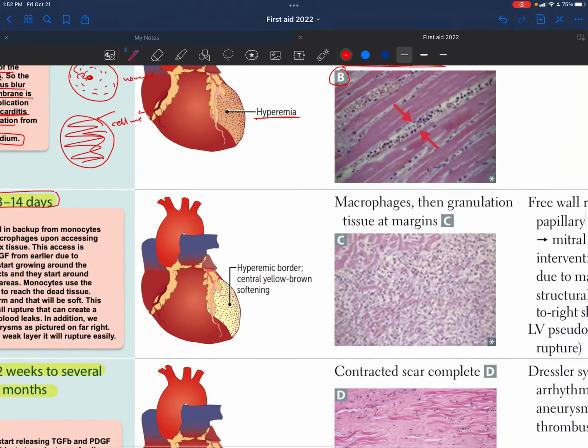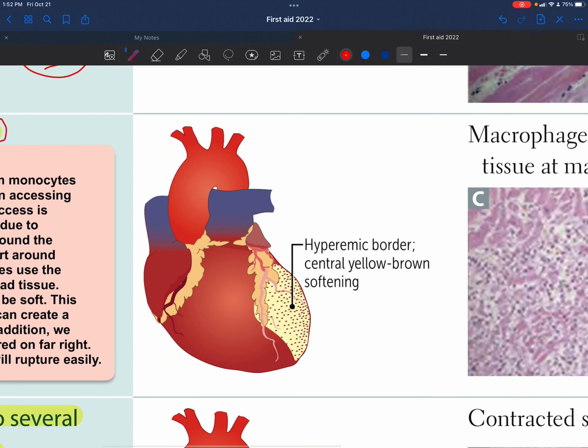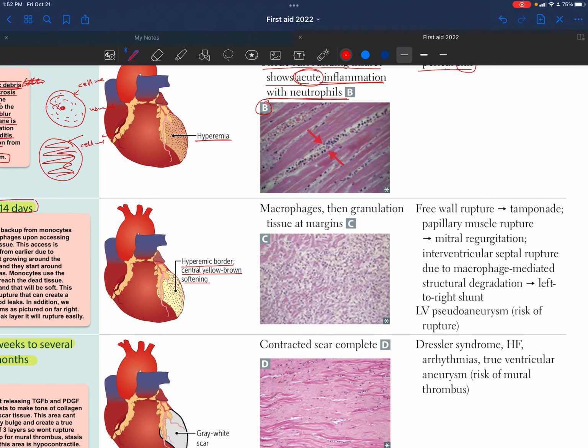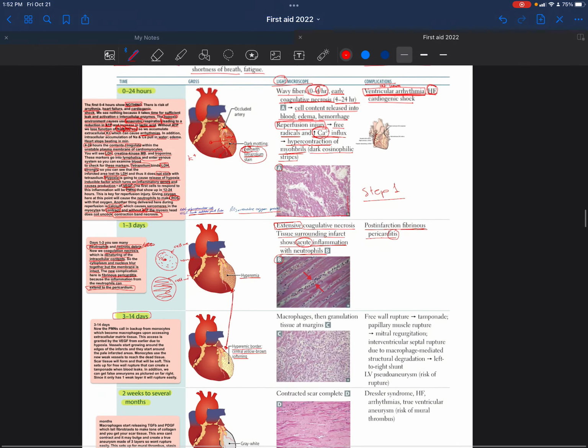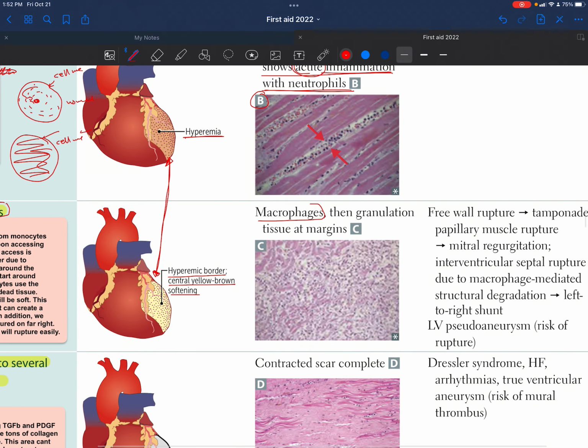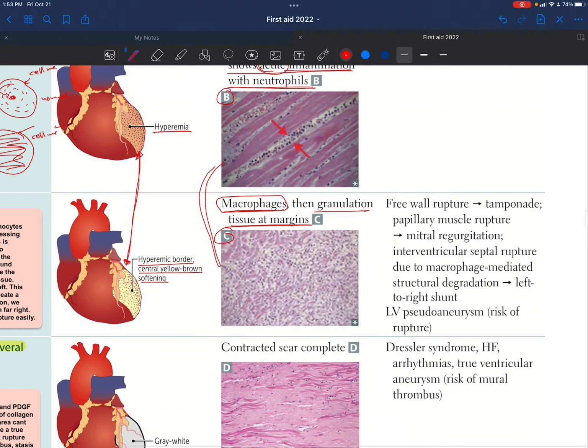Now, let's go to the stage from 3 to 14 days. In the gross appearance, it looks like a hyperemic border, of course, with central yellow-brown softening. If you take a look at the color change over here, it would make sense a little bit. Under the light microscope, we're going to see macrophages at this point, not just neutrophils. Then there is granulation tissue at the margins. That's why the histological image looks different from the first and second one.